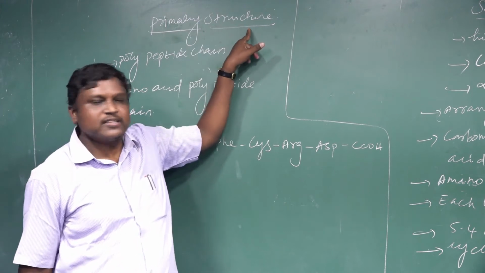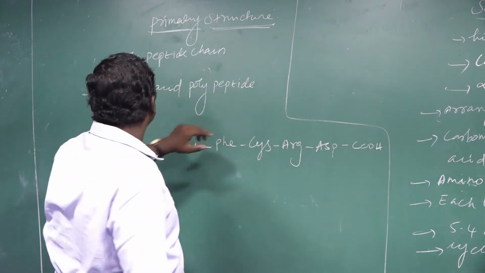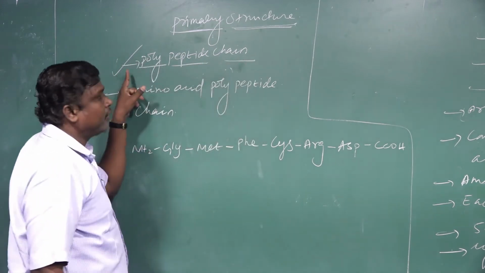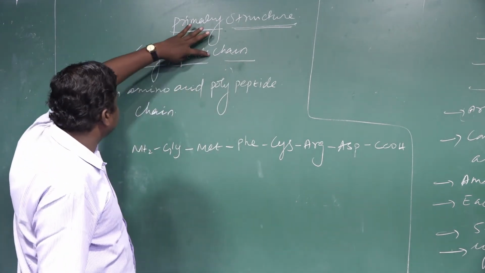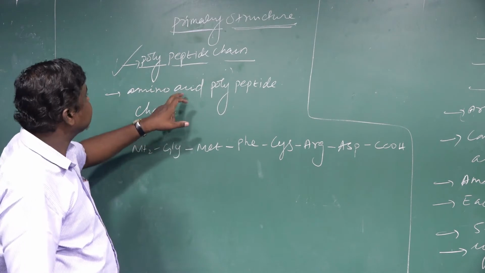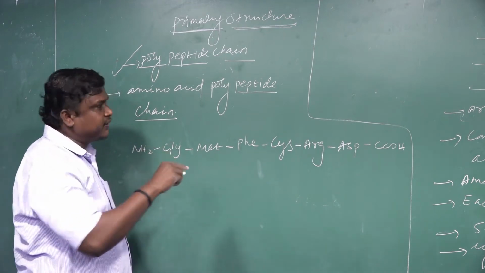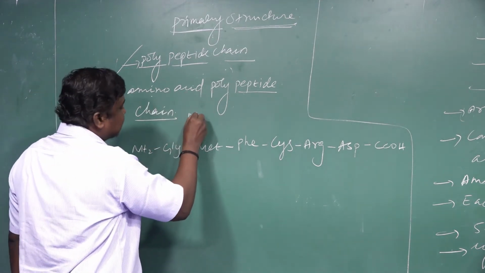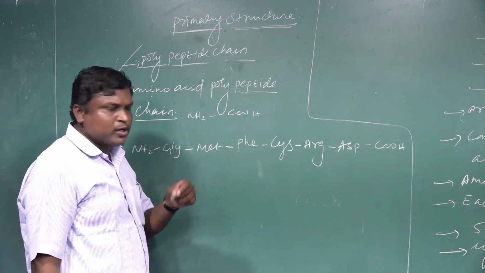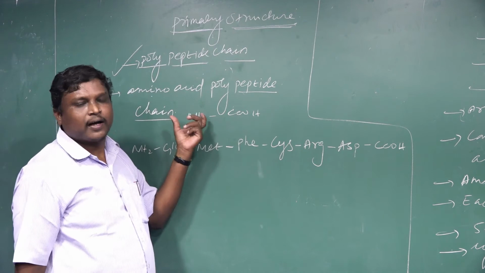First one is the primary structure of a protein. The primary structure contains a polypeptide chain. Second, many amino acids in the primary structure form the polypeptide chain. Each amino acid contains NH2 and COOH. As you already know for the peptide bond, one acid group is reactive with the amino group.